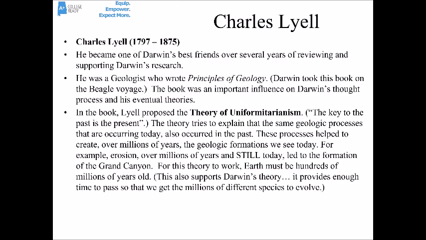Next, we'll talk a minute about Charles Lyell. Lyell became one of Darwin's best friends. He wrote a book called The Principles of Geology. He came up with this idea of uniformitarianism. And essentially, he said that the same geologic processes that were happening in the present have been happening over all of time, and that these processes are constantly changing the Earth.